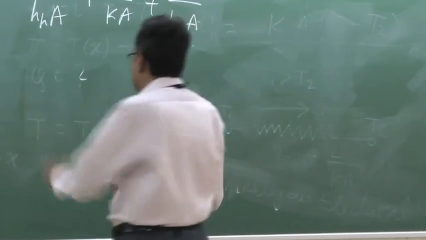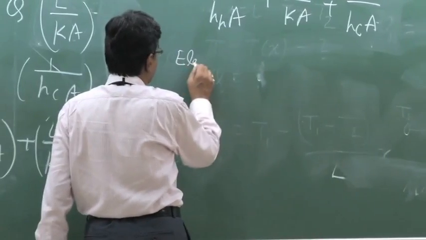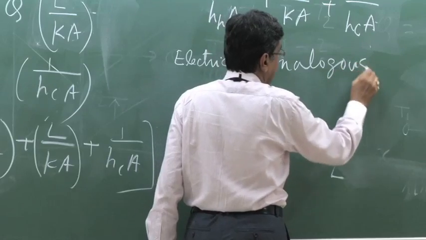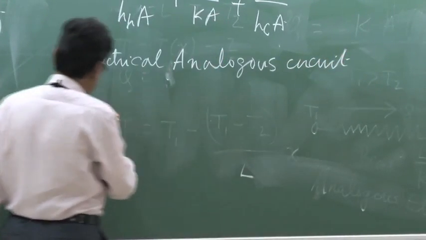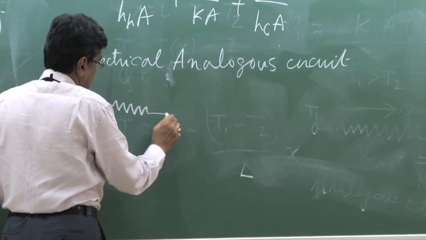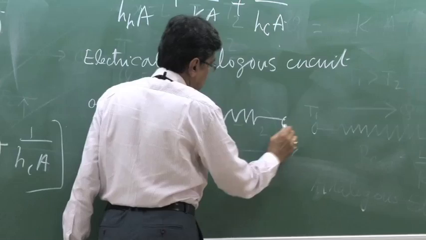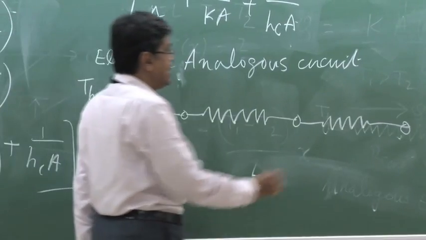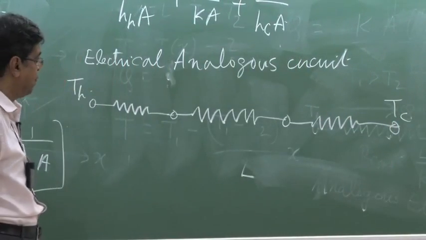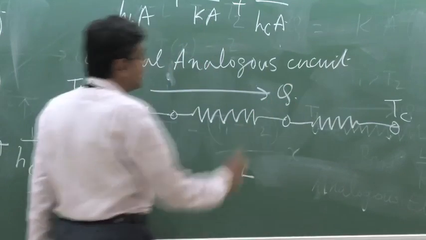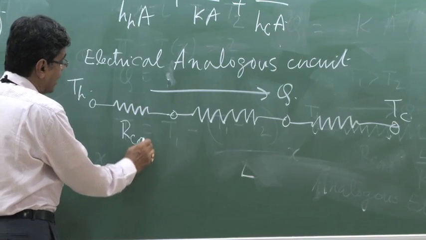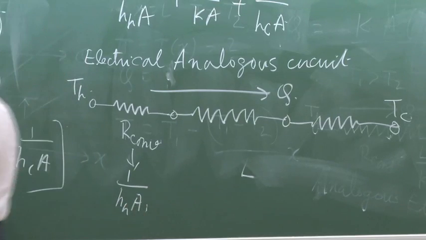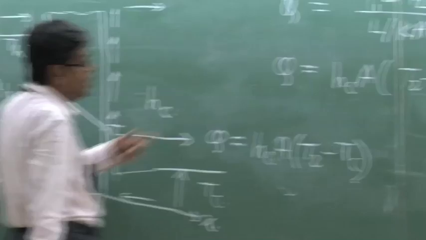So this can be well represented by an electrical analogous circuit like this. There are three resistances in series and the extreme potentials are Th and Tc, hot gas temperature and cold gas temperature, and the same heat flows through. That means it is a series resistance problem. This is the convection resistance, R conv, which is equal to 1 by hHA. Obviously, the heat transfer coefficient is like conductance, so the reciprocal of it is the resistance.